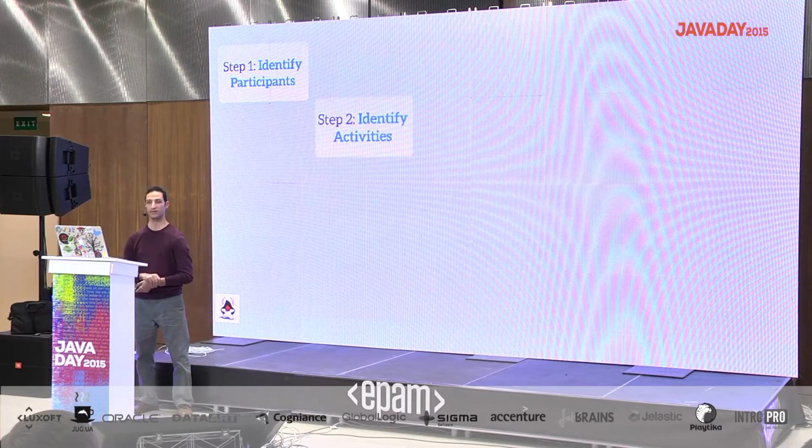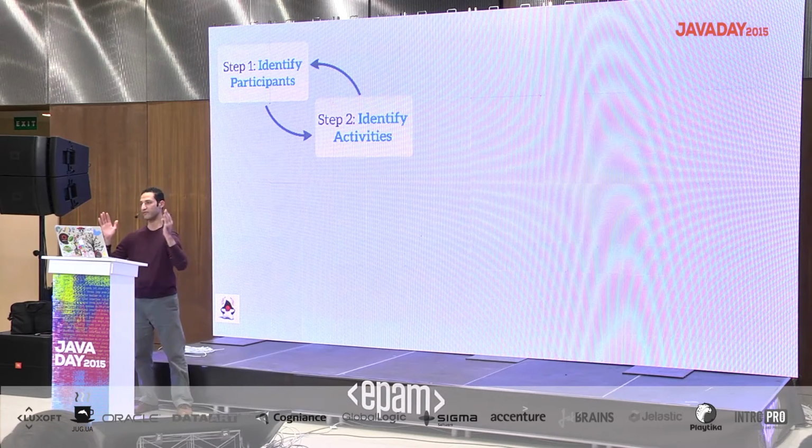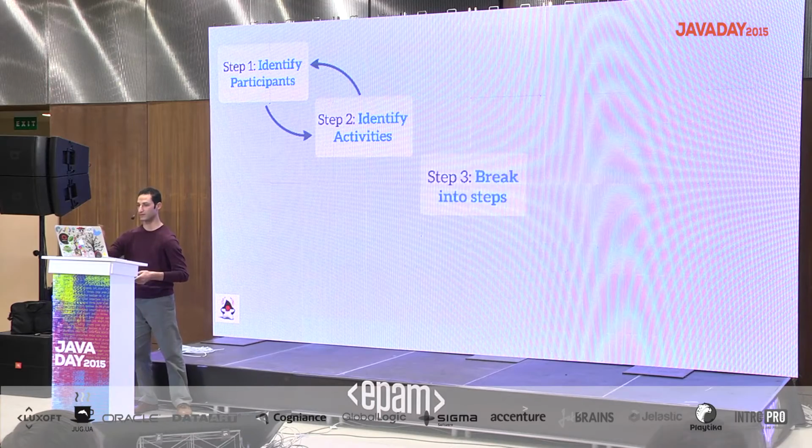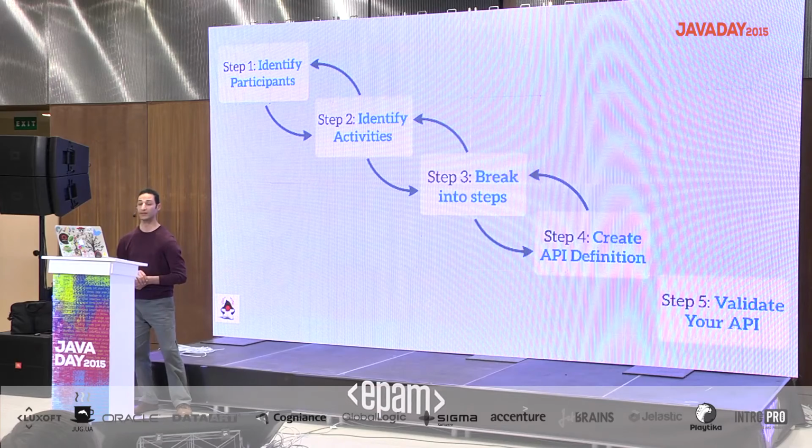These are the steps we are going to go through always when we are designing our API. First thing, identify the participants, identify their activities, revisit them, break the steps down till we have the final version of the activities. After that, break them into more steps, create an API definition, and finally validate your API.